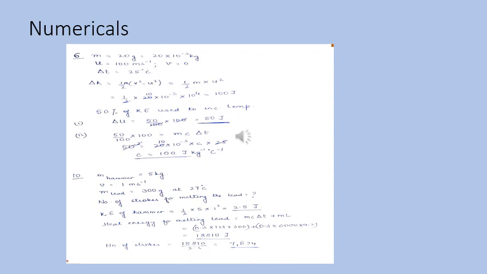The specific heat capacity of lead is 125 joules per kg per degree Celsius, and the latent heat of lead is given as 6 kilocalories, which is 6000 into 4.2 joules. So converting this and adding both the energies, we get it as 18,810 joules. Dividing this energy by the kinetic energy of the hammer, we get the number of strokes as 7,524.